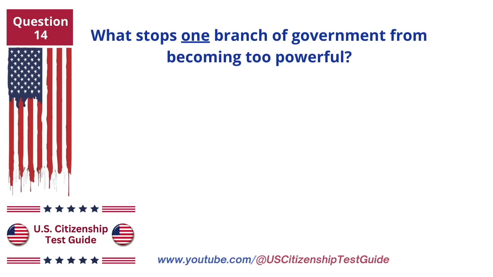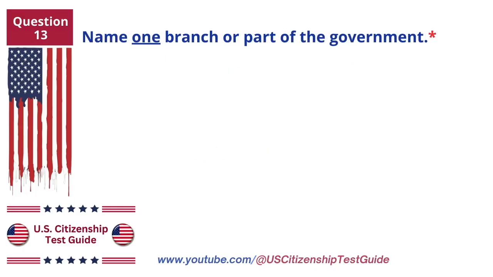What stops one branch of government from becoming too powerful? Checks and balances. Name one branch or part of the government. Congress.